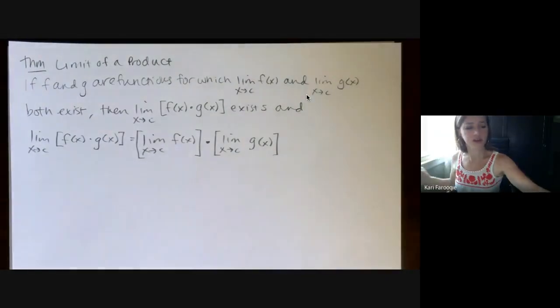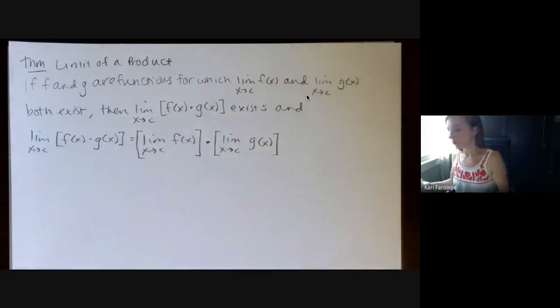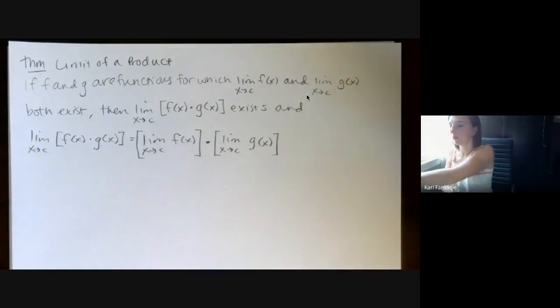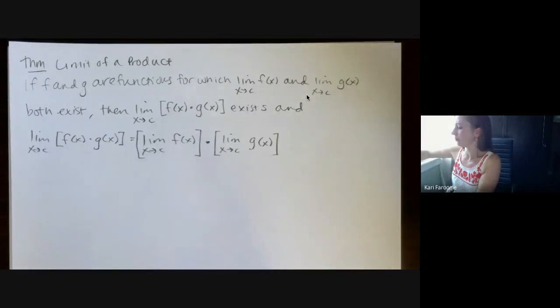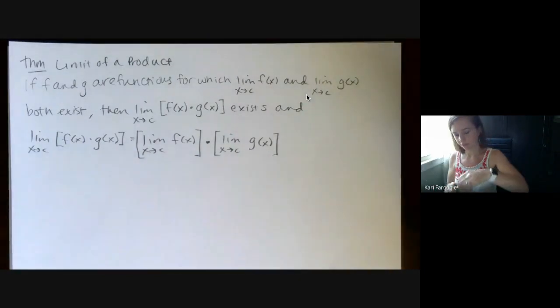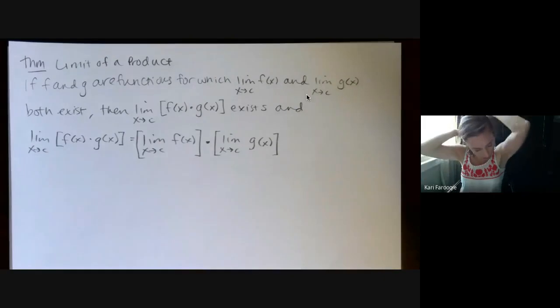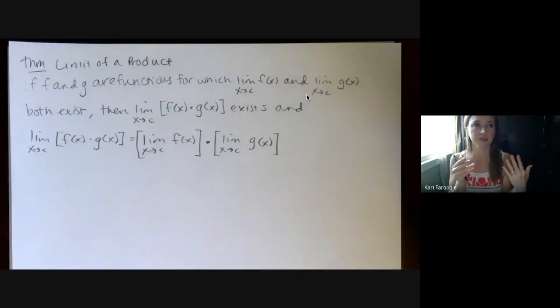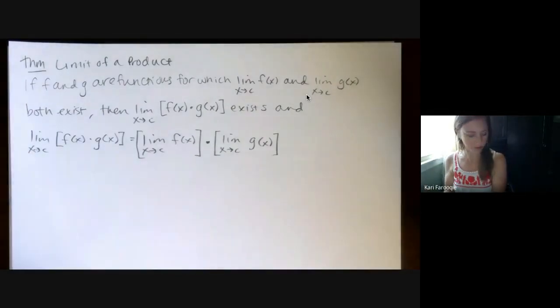So what this is saying is that you can take the limit of the product of your functions, or you could break it up and take the product of their limits individually. There's a corollary for this, and it has to do with a constant multiple. So I'll give you that. A corollary is something that comes out of a proof, sort of like a result of your theorem.